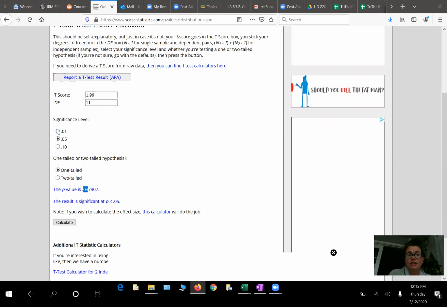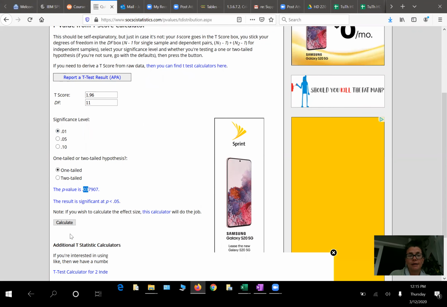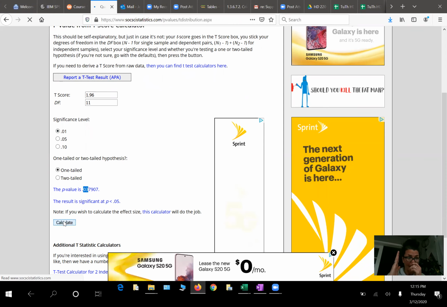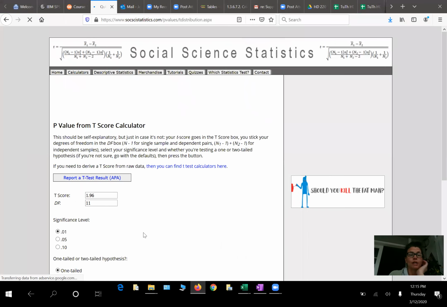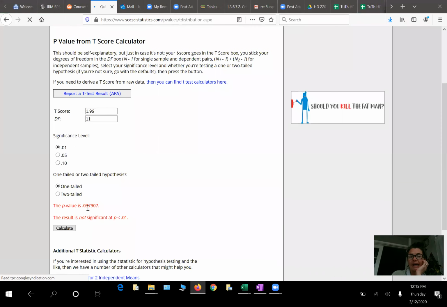And we can switch this to an 0.1. And we can say, well, at that 0.5, it's significant. But if we switch it to an 0.1, oh, look at that. It is no longer significant.